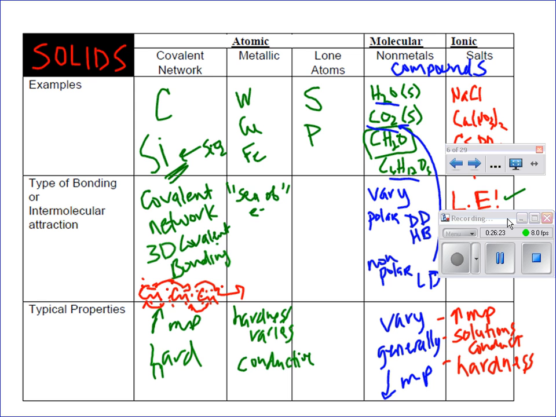The term we use for that is delocalized electrons. That's why metals have the capability, being ductile, of conducting electricity. It's because of the ability of those electrons to move like that, okay?